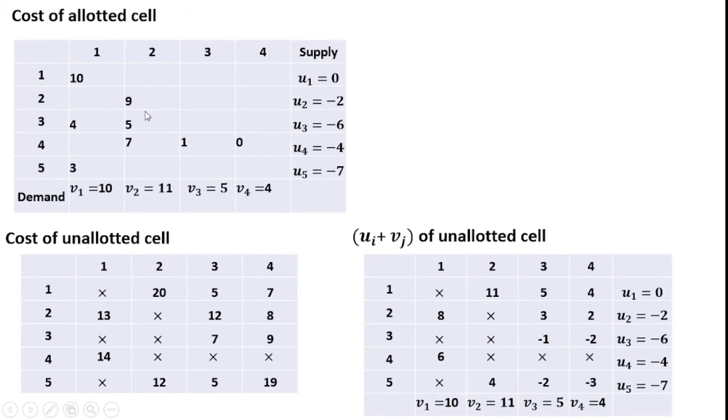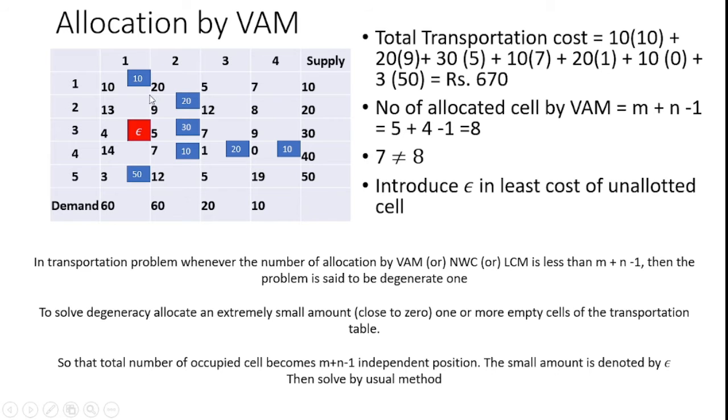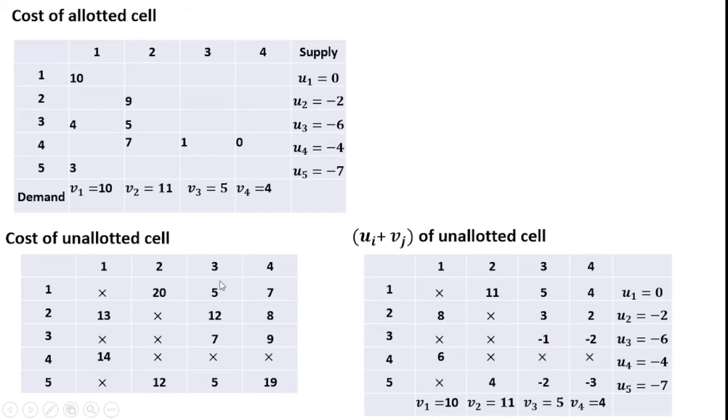Likewise, we can frame the other allotted cells with the u and v values. With respect to that, we can get the u and v values from the allotted cell costs. Okay, and then the cost of unallotted cells. How can I get it? Here you see the unallotted cells: in the first row there are 20, 5, 7. In the second row there are 13, 12, 8, and then in the third row there are 7 and 9, and then in the fourth row 14 is available, and finally in the fifth row there are 12, 5, 19 available. So those are the unallotted cell costs.